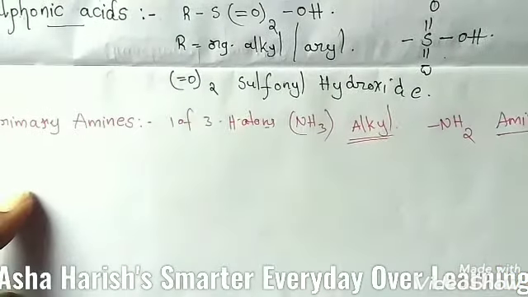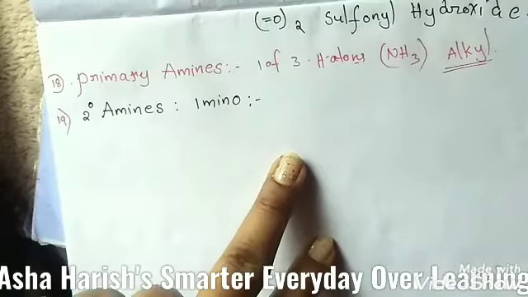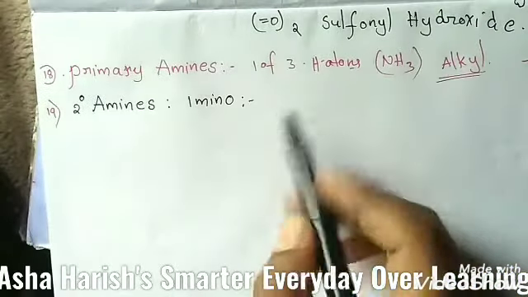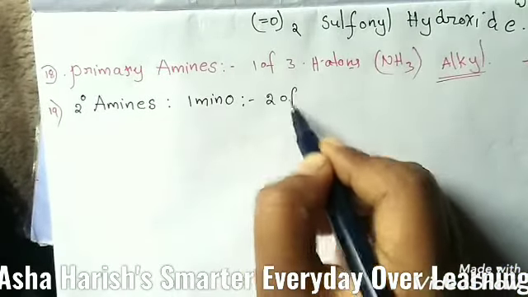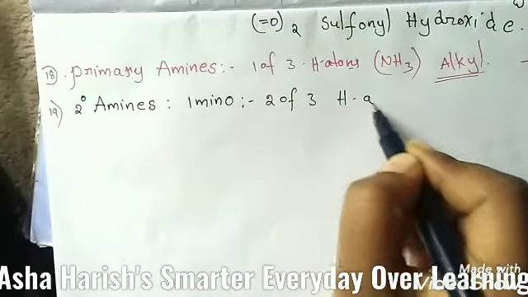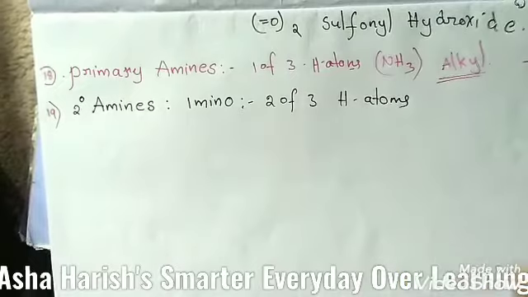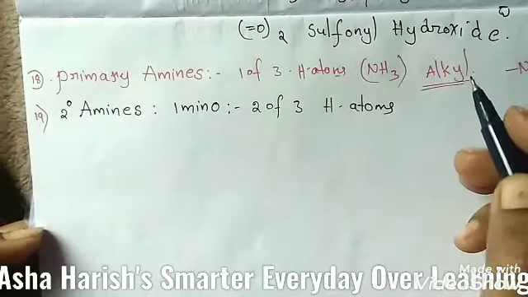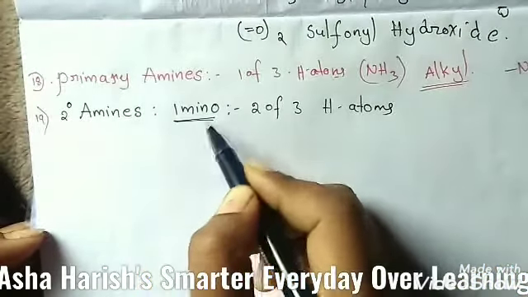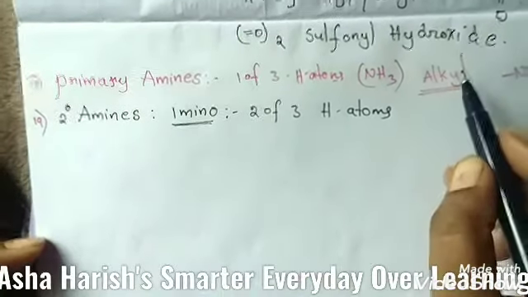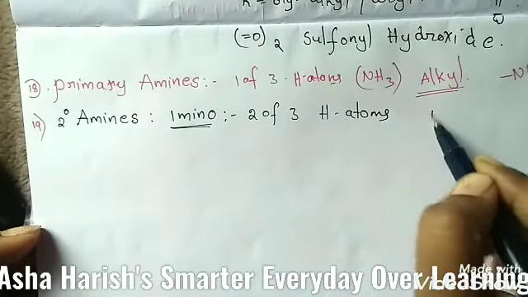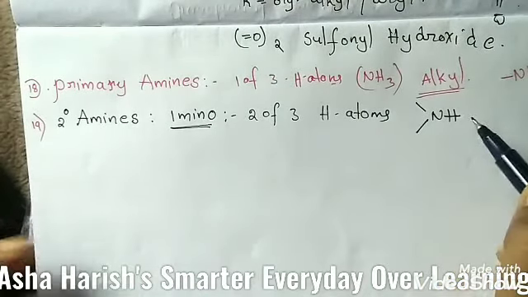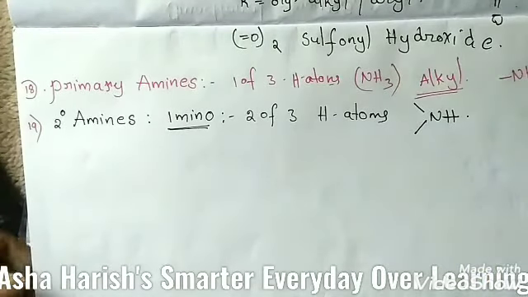Let's go for the next one, that's about secondary amines. Basing upon the definition of primary amines, here 2 of 3 hydrogen atoms from ammonia can be replaced by this alkyl group, right? And here the name of the functional group should be imino. Imino is the name of the functional group, and the structure is only NH. Only NH.